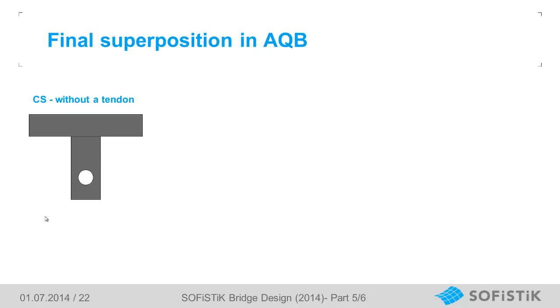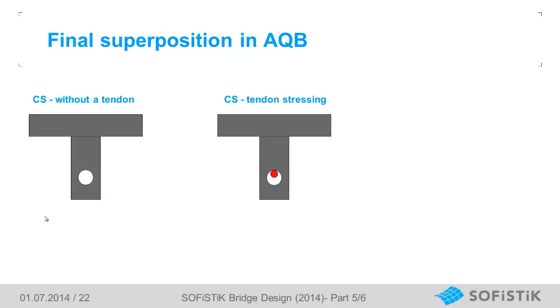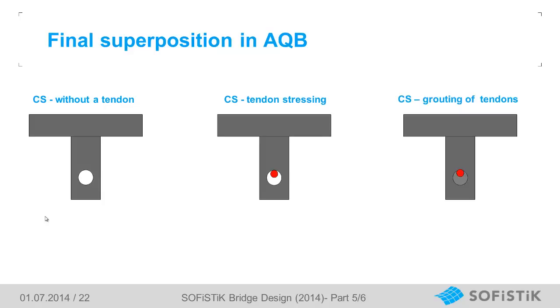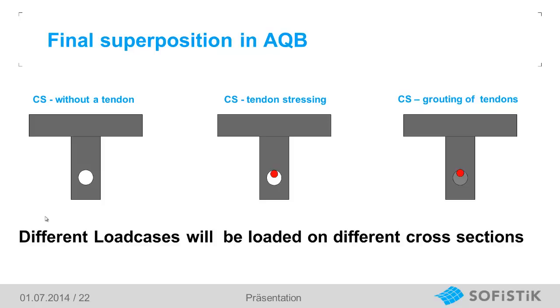If you imagine the construction stages of our frame bridge, we will have a cross section with a hole for the tendon, then we will have the pre-stressing of the tendon, and then we will have the grouting of the tendon. So in each of the construction stages we will have different cross-section properties, and that means that different load cases will be loaded on different cross-sections. Only the program AQB is capable of considering the different stress stages of the cross-sections in combination with the corresponding loads. That's why we also have to make a final superposition in the program AQB, to get the real internal forces of the cross-section during the construction stages for the beam elements.